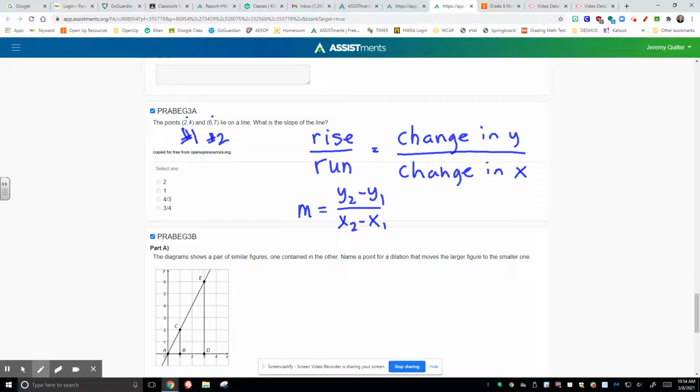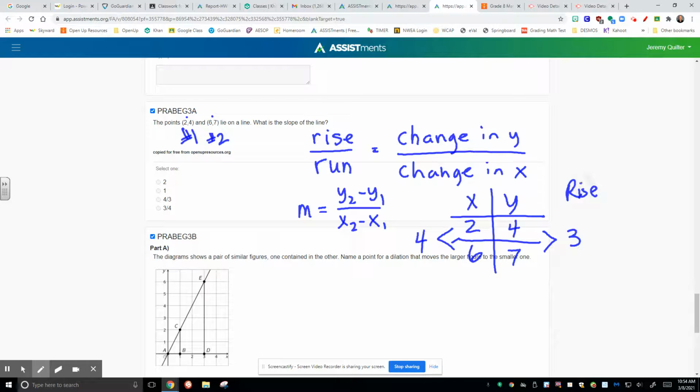Another way to do this is to set it up in a table, x and y, and you have 2 and 4, 6 and 7, and you find the change. This is a change of +3. This is a change of +4. And we can put the rise over the run. So remember, this is your rise over here. This is your run over here. And make a nice ratio that's written as a fraction. Choose whichever one is correct for this situation.